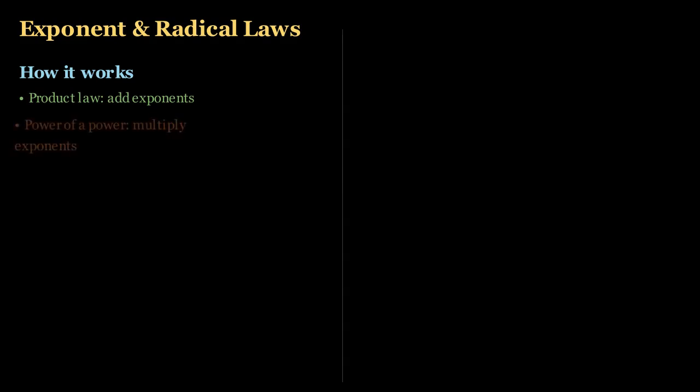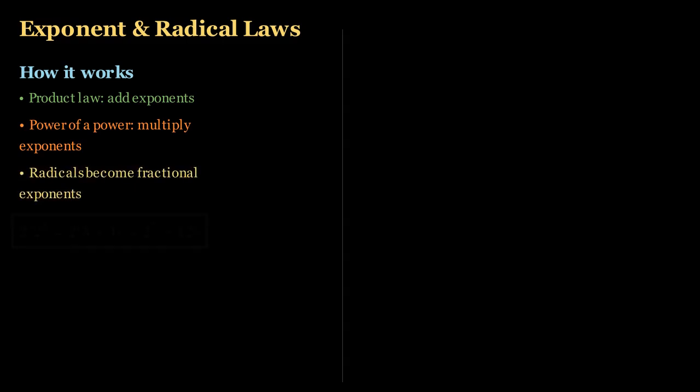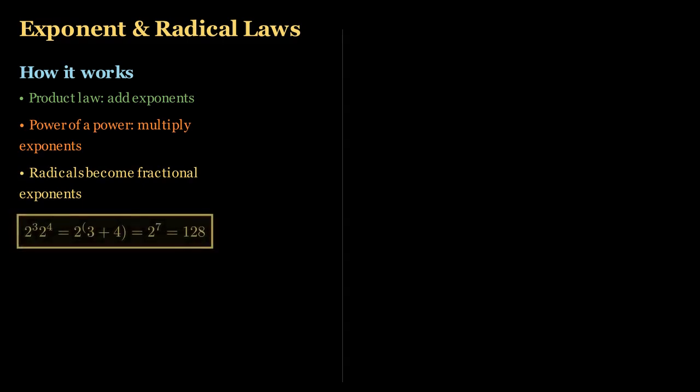The power of a power law says that when you take a power and raise it to another exponent, you multiply the exponents. Think of 2 cubed, all squared. That means 2 cubed times 2 cubed, which is 2 to the power 3 plus 3, or 2 to the power 2 times 3. So we multiply the exponents. Finally, radicals connect to exponents through fractions.